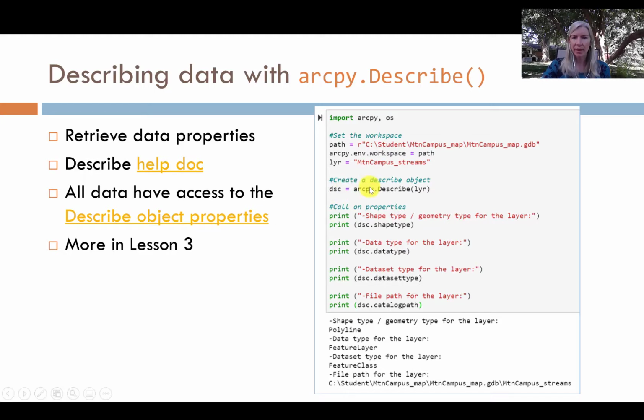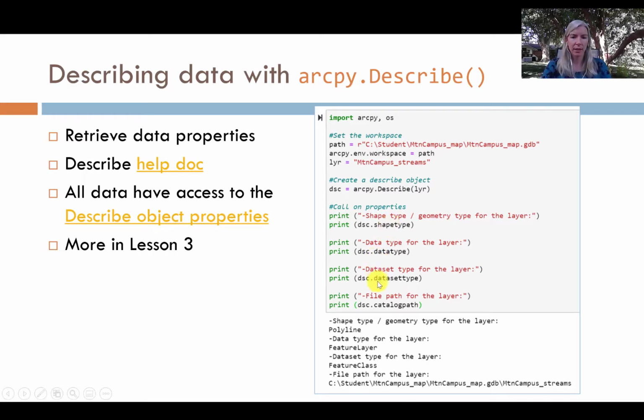So there are multiple ways to do this. You don't have to do this line of code by itself, but this is just a nice straightforward way to start as a beginner. So we're creating this object. I'm calling it DSC for describe. And then down here, I'm calling on multiple properties. So here's a way to get the geometry type. DSC.shapeType is a way that you can get whether it's a point, line, or polygon.